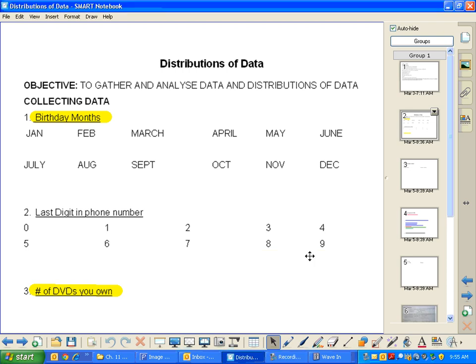Here's what we're doing today. The notes for today aren't section titled. The title of today's section is Distributions of Data. And I just kind of wanted to briefly let you know what we're doing.